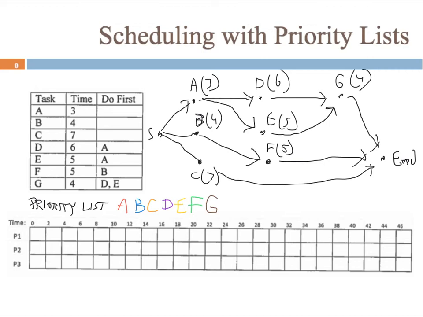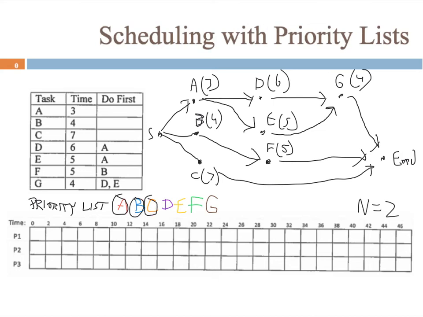So now what I've done is create a priority list just kind of randomly. So just for this time, A, B, C, D, E, F, G. And let's go ahead and say that there are 2 workers for this problem. So to start off, let's look at which tasks are ready. It looks like tasks A, B, and C are currently ready.